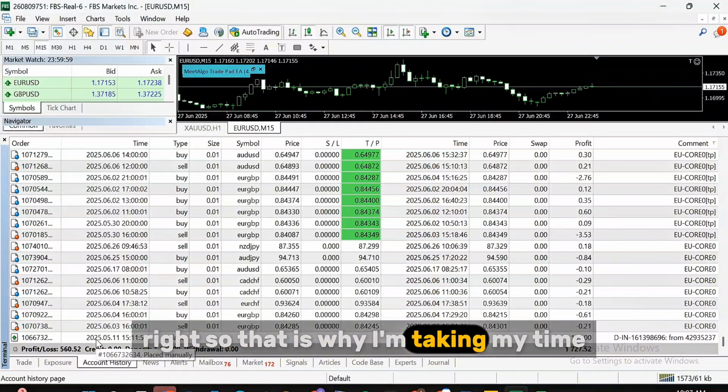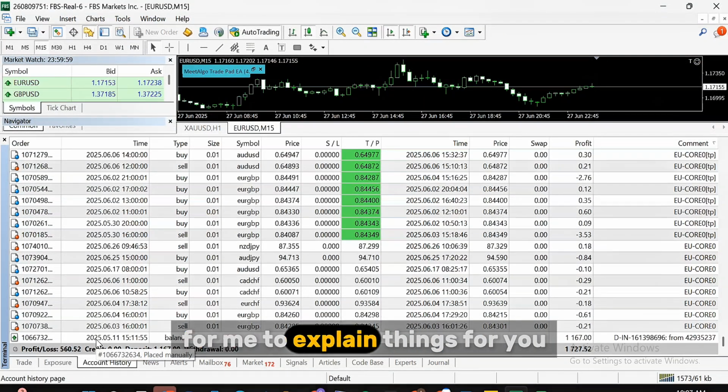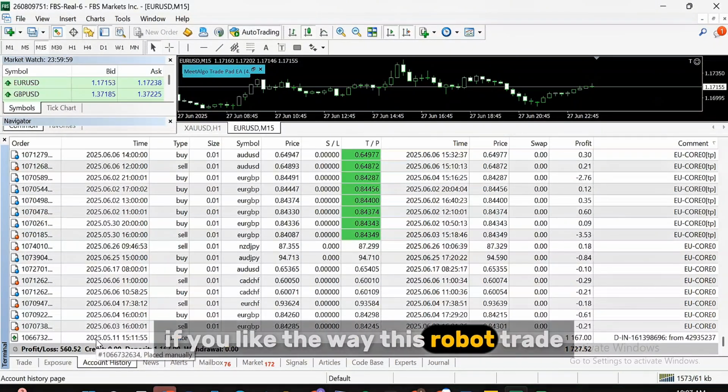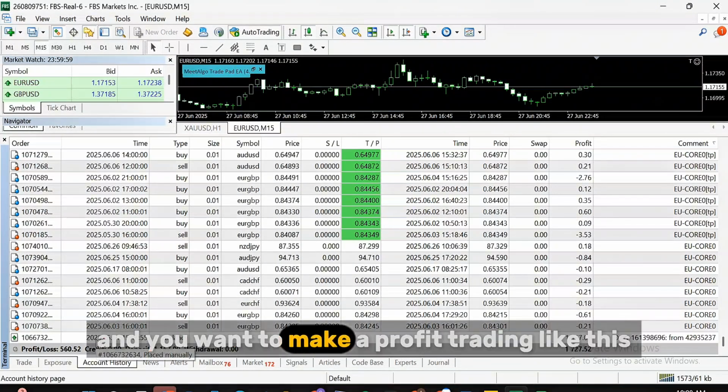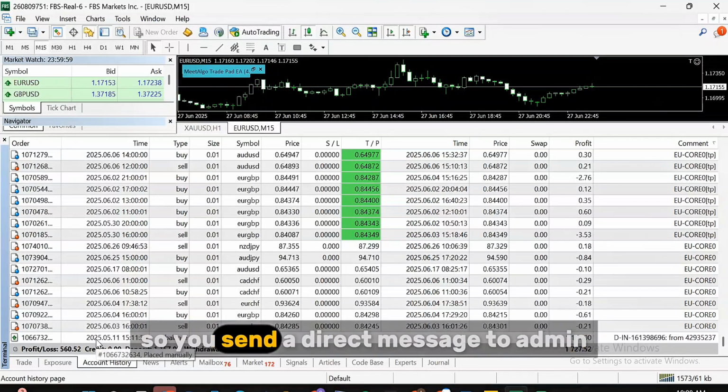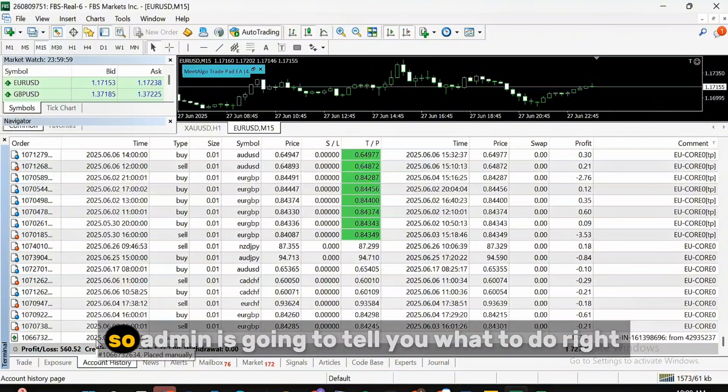That is why I'm taking my time to explain the things you need to know about this forex robot. If you like the way this robot trades and you want to make a profit trading like this, just join our official Telegram group and send a direct message to the admin. The admin is going to tell you what to do.